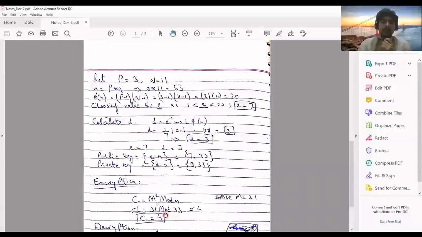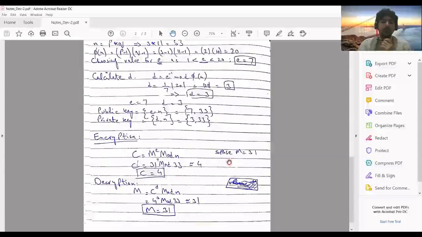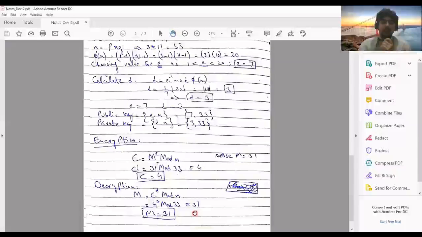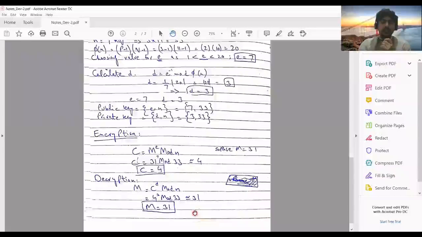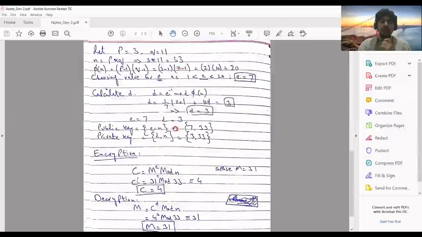So 31 raised to power 7 mod 33 is going to be 4. C is 4. Now we are going to calculate M. So M is equal to C raised to power D mod of N. So C we had calculated as 4. 4 raised to power D, which was 3, mod of 33. So it is going to be 31. So that was basically an example of how we perform encryption and decryption using the RSA algorithm.